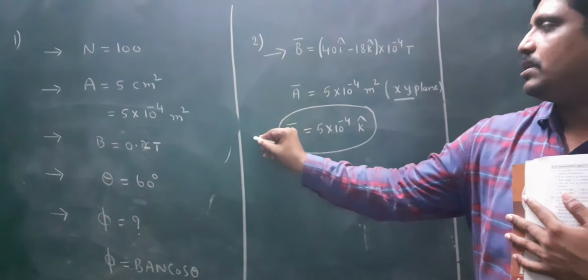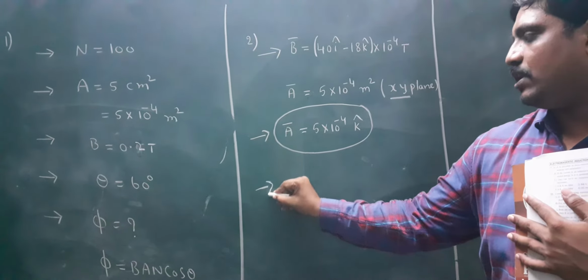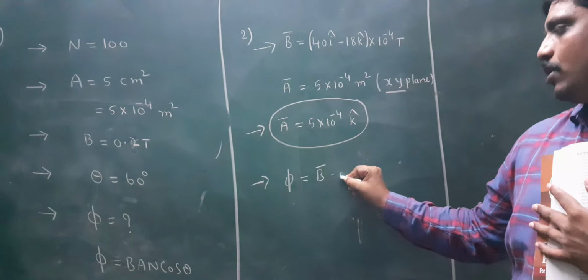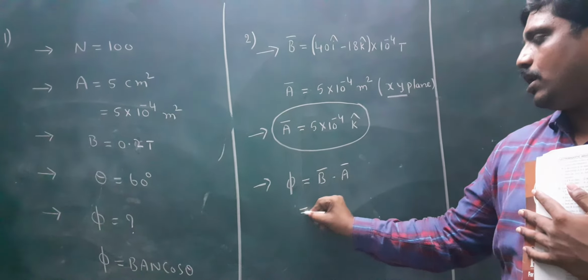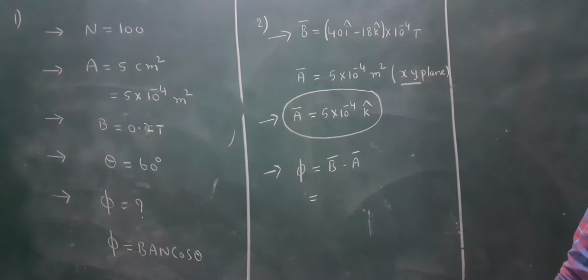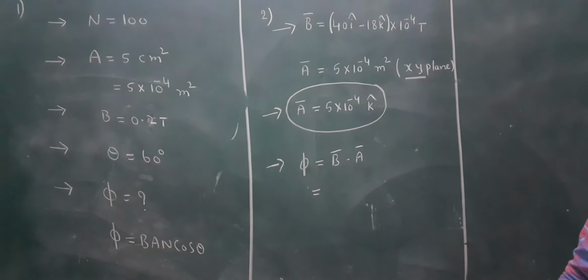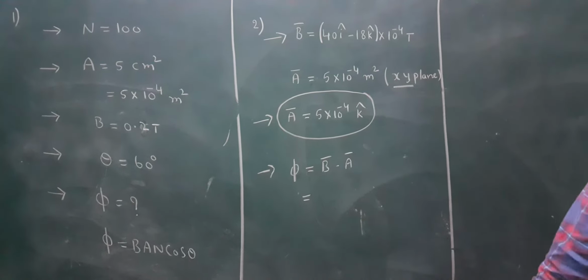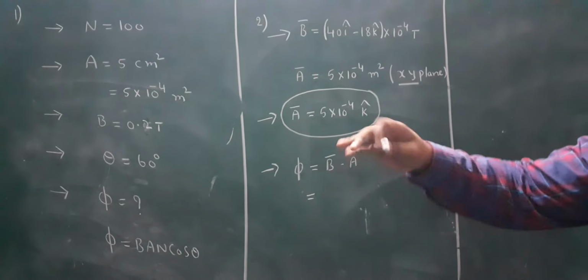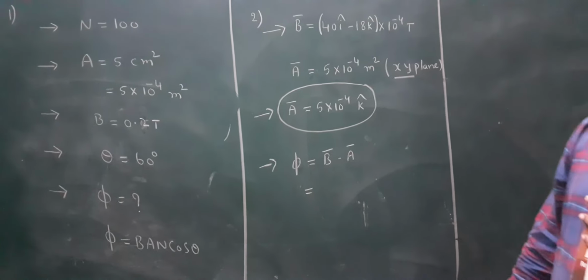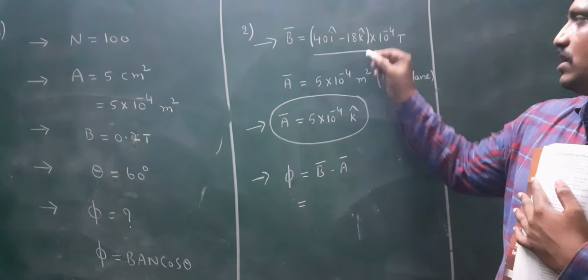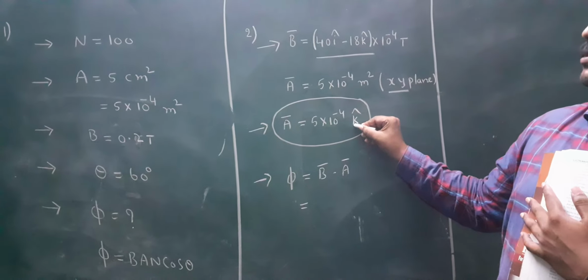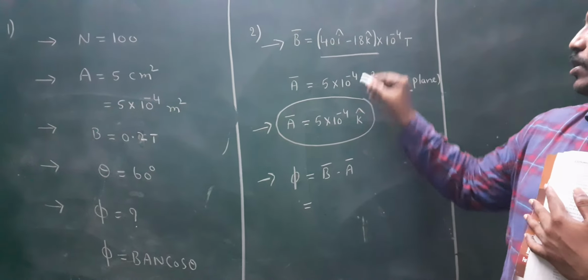B bar is there, A bar is there. Finally we get flux as B bar dot A bar. In the dot product, I dot I is 1, J dot J is 1, K dot K is 1, I dot J is 0, J dot K is 0, K dot I is 0. So here only K multiplies K, the remaining will be 0 in the dot product.